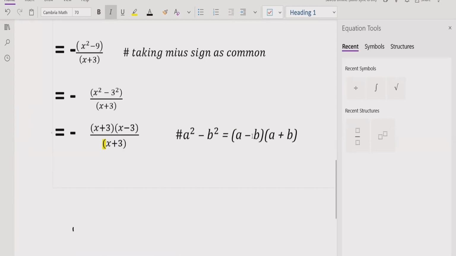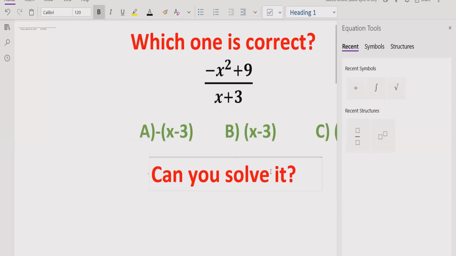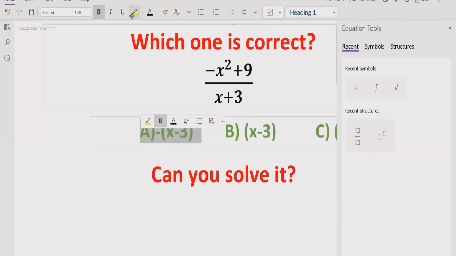So here is the reference of the algebraic formula which we applied: x square minus 3 square is equal to x plus 3 and x minus 3. And now we will cancel the common terms, x plus 3 divided by x plus 3, both can be cut. And in the end, we get the answer, minus x minus 3. So this is the answer of this expression, and if you see in the answer list, A is the correct answer.